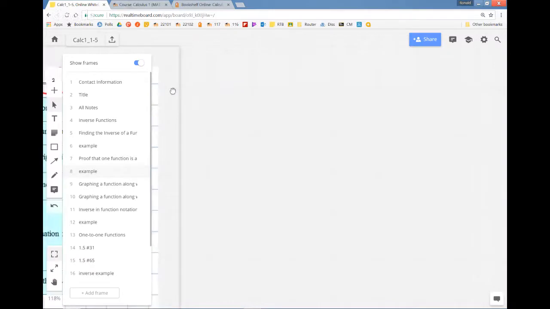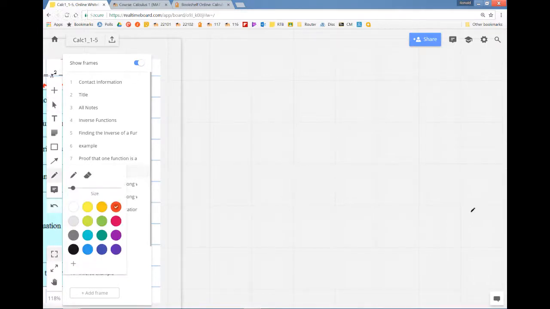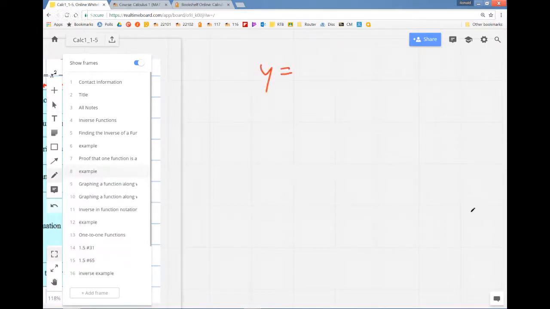Let's just take one here. Let's say we have, for the function, y equals x squared minus 3x plus 2. All right, so we swap the variables.